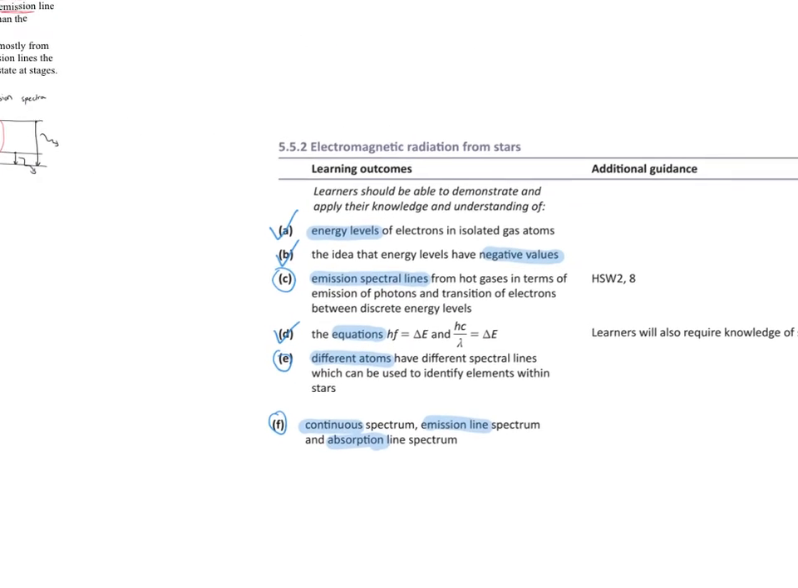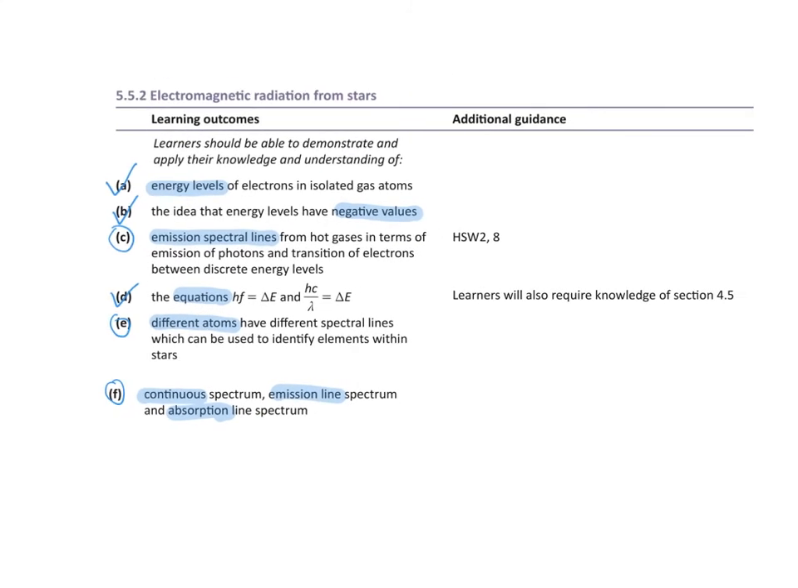Let's go back to the learning outcomes, and we are nearly done. So we looked at emission spectral lines coming from hot gases in terms of emission of photons between the discrete energy levels. Different atoms will have different spectral lines which can be used to identify elements within stars. And we talked about the continuous, emission line and absorption line spectrum as well. So in the next lesson, we'll be looking at a few more things about analyzing starlight and some new laws that have to do with the color and temperature of stars.